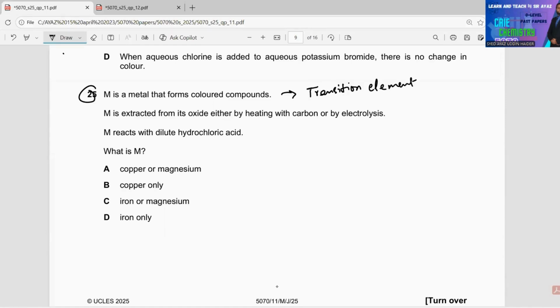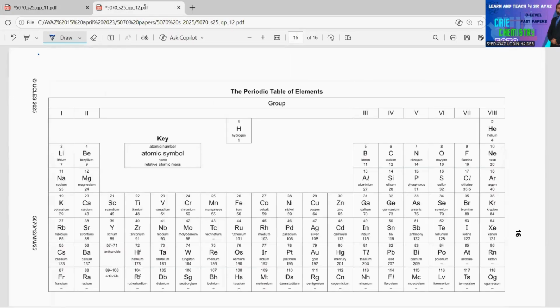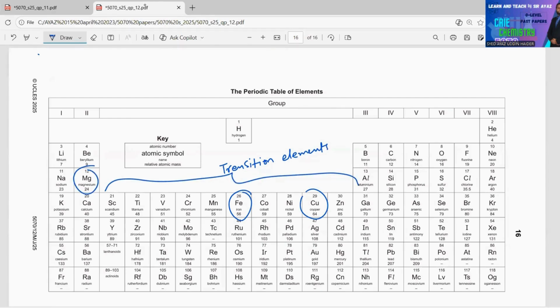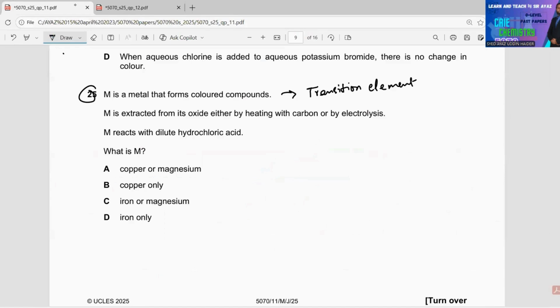So if you look at the choices in options, we are having copper, magnesium and iron. So copper and iron, both of these belong to the transition elements group. Or magnesium, here's magnesium. Magnesium is in group 2. So you can't have magnesium as your correct choice. So automatically A and C are incorrect. Either B is correct or D is correct.